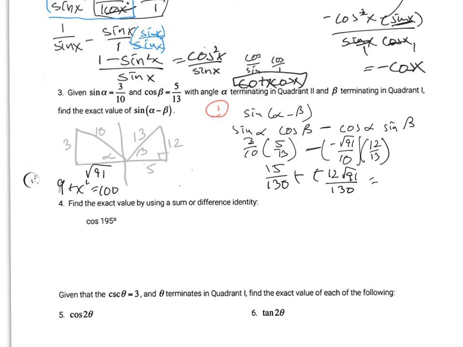We have a common denominator. Please make this a single fraction. You can't really do anything with it. It's 15 plus 12 radical 91.